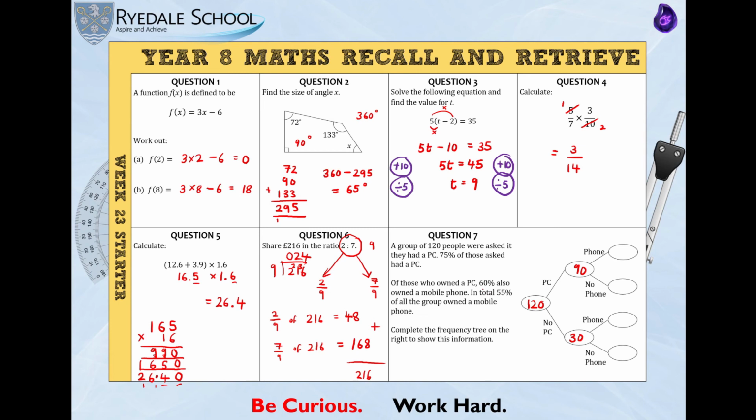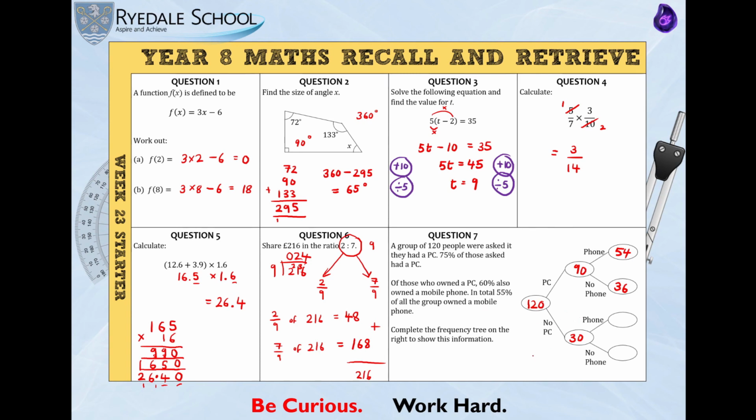Of those who owned a PC, so these people, 60% also had a mobile phone. So 60% of 90, well, I know 10% is 9, so 60% is 54. Remember, these branches would have to add up to 90, so this must be 36. It says in total, 55% of all the group owned a mobile phone.